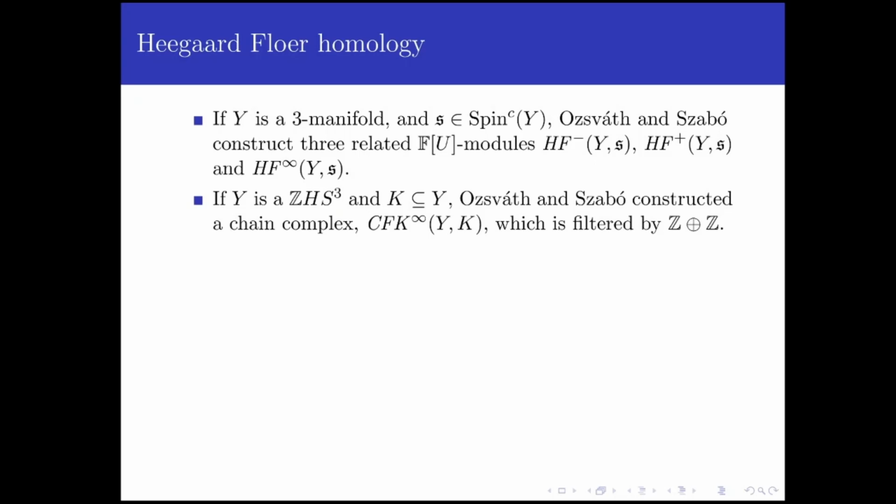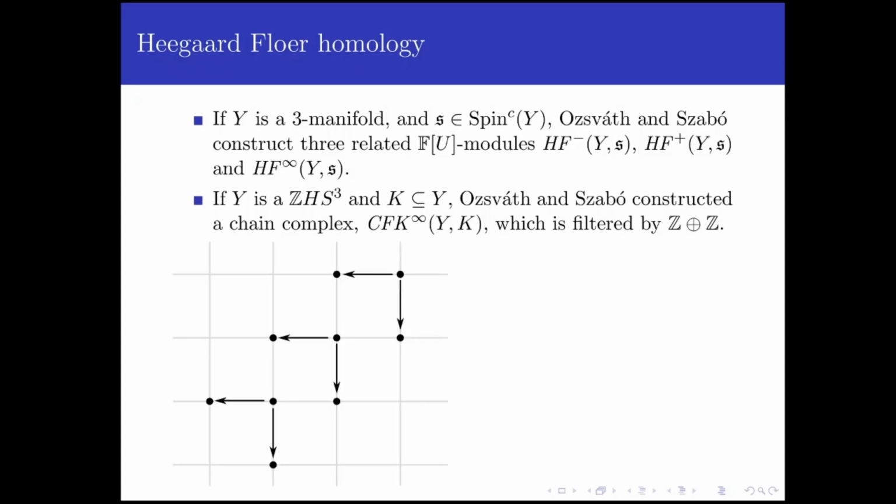They constructed a refinement for knots in 3-manifolds, which takes the form of a chain complex, CFK^∞, which has a filtration by Z ⊕ Z. Here's an example for the trefoil in this picture. Each dot represents a generator over the ring F. Each arrow represents a differential, and the grid represents the filtration level of a generator.